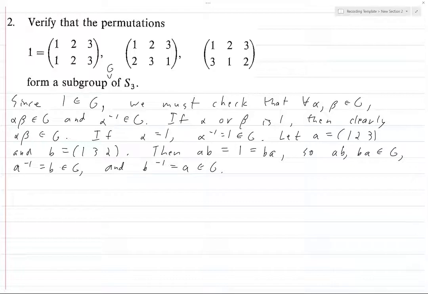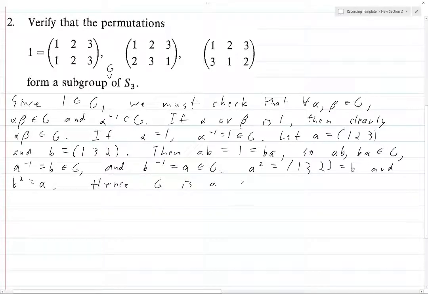So now we have to check A squared and B squared. A squared equals, let's see, 1 goes to 2, which goes to 3, so it goes from 1 to 3, and 3 goes to 1 goes to 2, so A squared equals 1, 3, 2, which equals B. And it turns out that B squared equals A, because you just do the same thing. So hence, G is a subgroup of S3. And there you go.